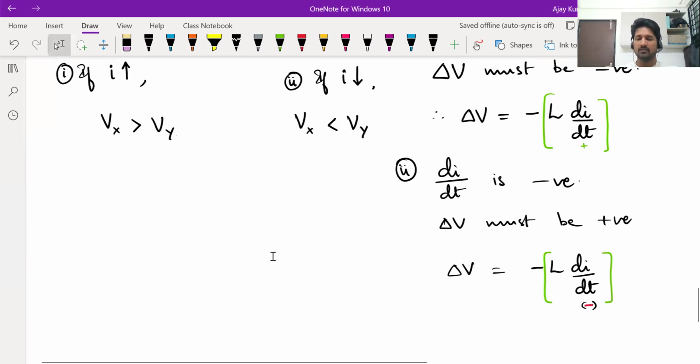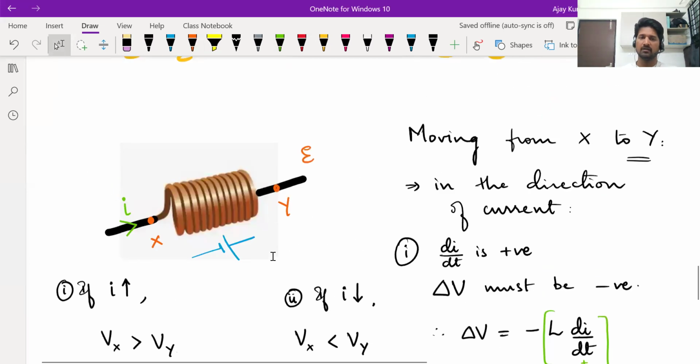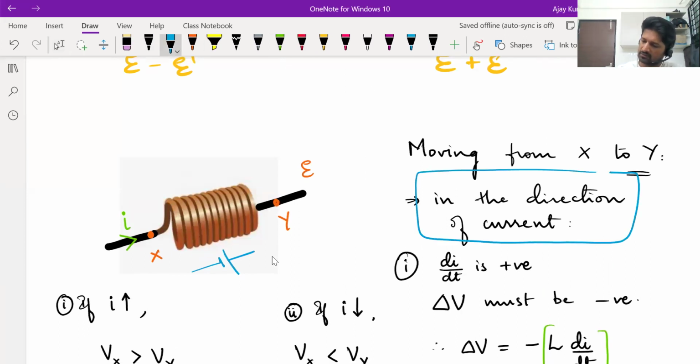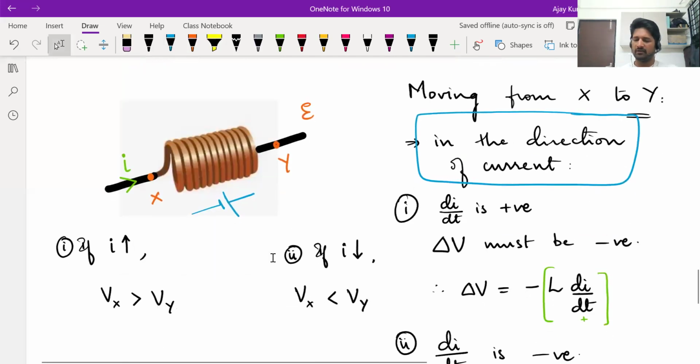But when is this the change in potential? When you are going from X to Y, which means you are going in the direction of current. Why do we do this? We do this when we apply KVL, Kirchhoff's voltage law. We move across all the elements in the loop and write the algebraic sum of all the potential changes equal to 0.